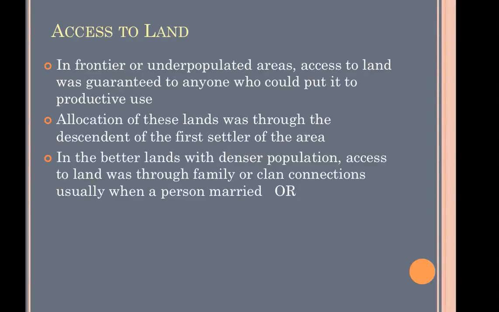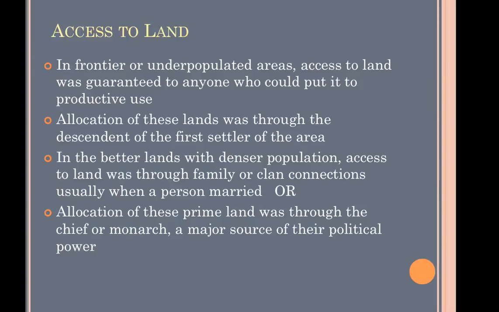Now, in regions that are more highly populated, you could only gain access to land through your family. So some kind of family connection, some kind of clan connection. It's through your own descent and your connections to other people. Or, again, these are in better lands, in lands where there's denser population. These prime lands were only distributed by prominent people locally, the chief, the monarch, a king, a queen, an emperor, whatever it happened to be, and this was a major source of their political power.